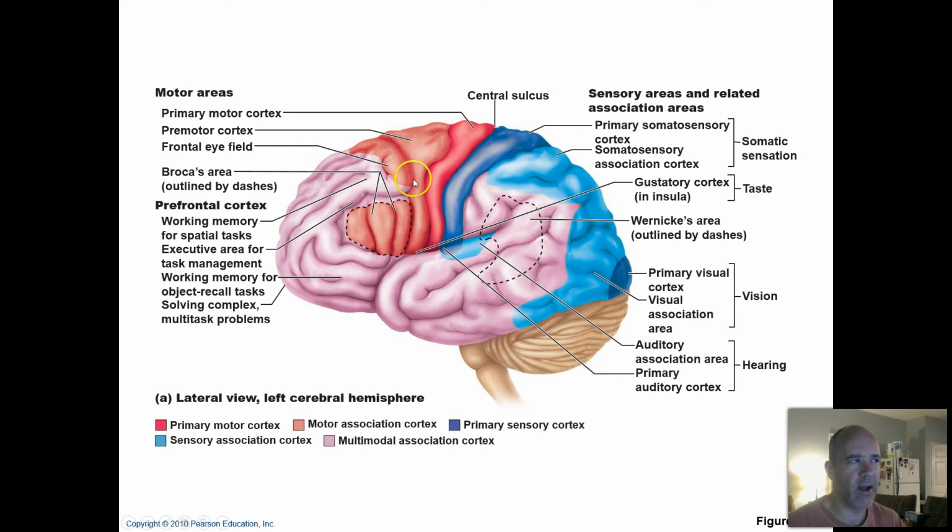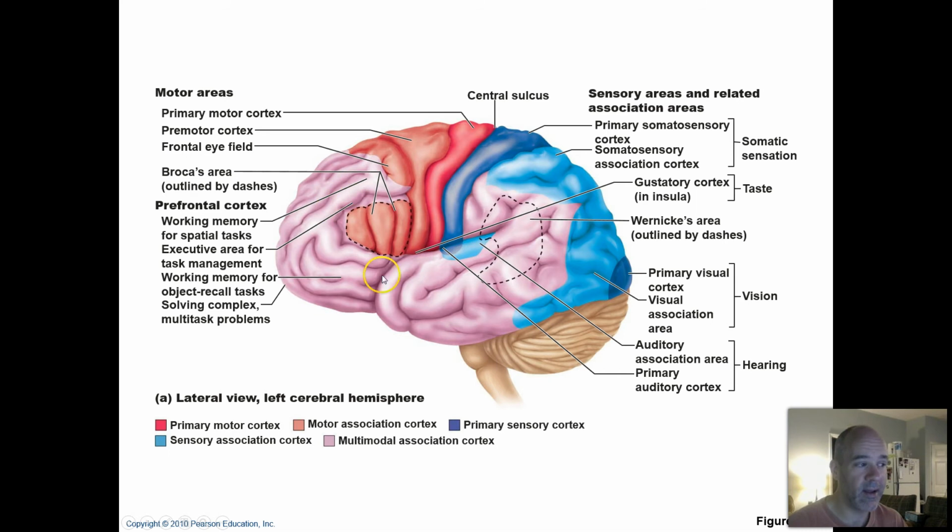Notice though that over in here, highlighted in red, these areas of the brain are your motor areas, which are going to be involved in controlling your skeletal muscles. Then back here in blue, your bluish areas are involved in your various senses: touch, pain, sight, sound, hearing. Those types of things are dealt with back here in these sensory areas.